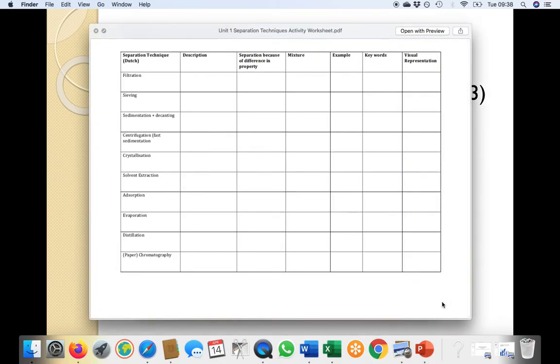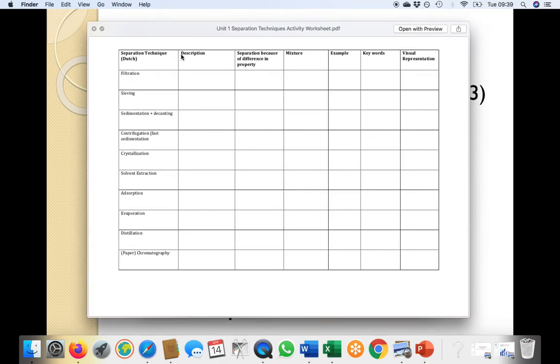It's a big sheet, and here there are all the separation techniques. You see it is filtration, sieving, sedimentation, and decanting, which belong together, centrifugation, crystallization, solvent extraction, adsorption, evaporation, distillation, and paper chromatography. These are not all in the order I'll be talking to you about. You can print this paper, or just take a large piece of paper or several papers and make a table, or just make a summary.